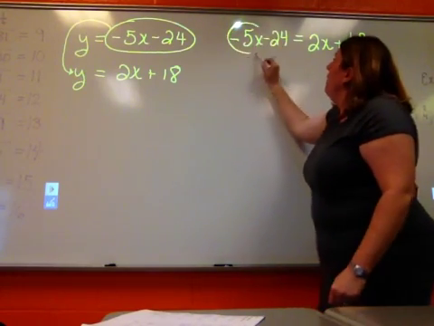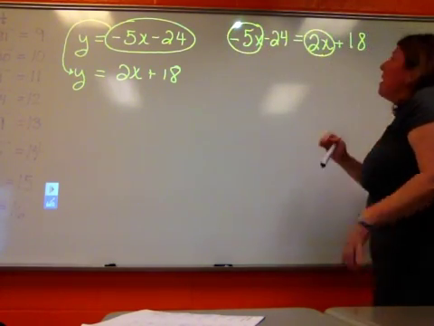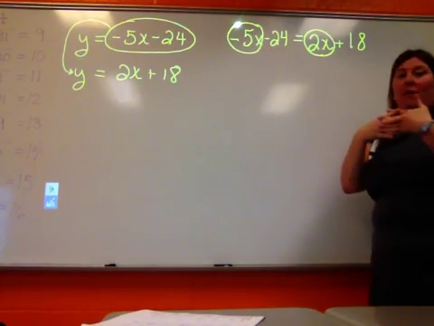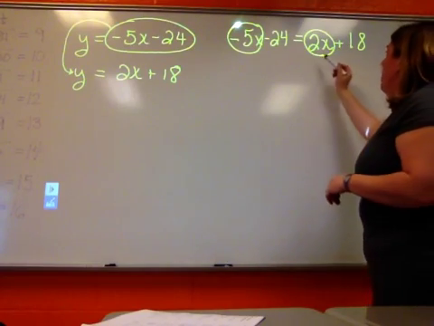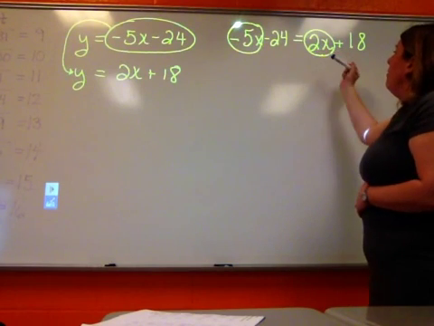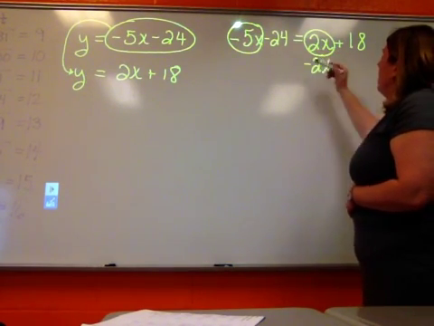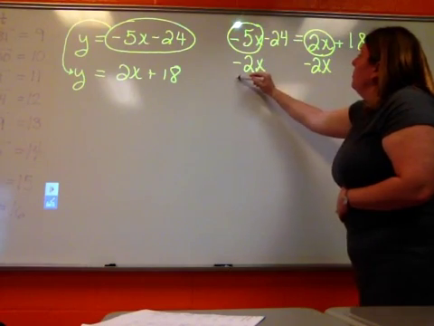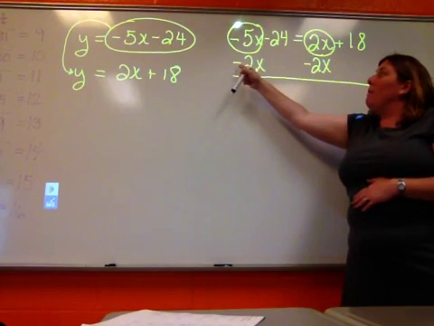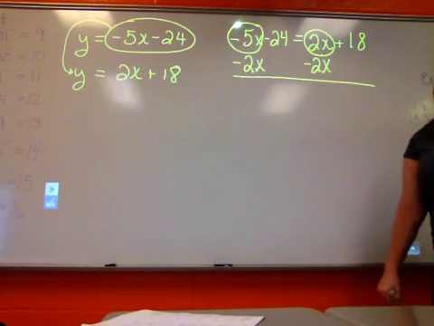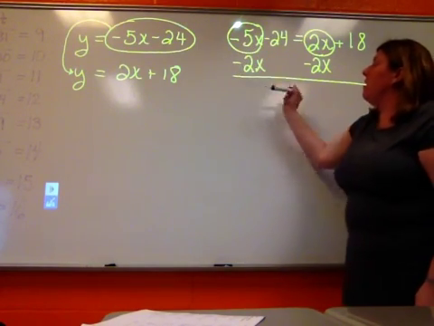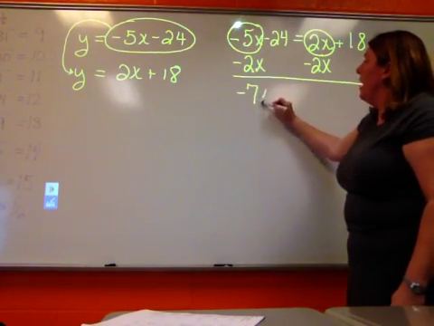So now here's my negative 5x, here's my 2x. They are on different sides of the equal sign, so I cannot just combine them. I have to use my inverse operations to move. So I'm going to move my 2x and bring it over here with my negative 5x. The inverse of a 2x is a negative 2x. So now I have a negative 5x minus 2x. And if you don't know your integer rules, you should just put negative 5 minus 2, and it's going to tell you negative 7x.